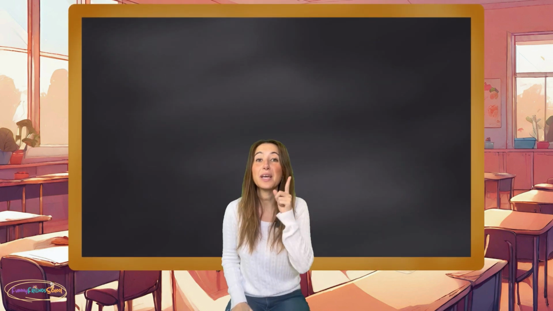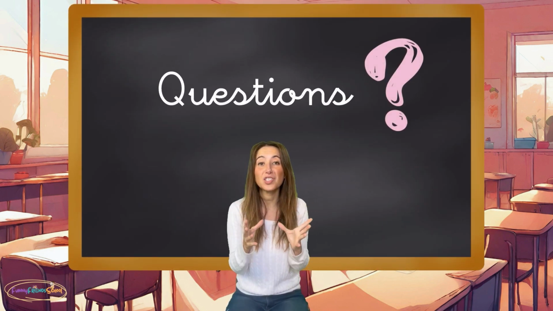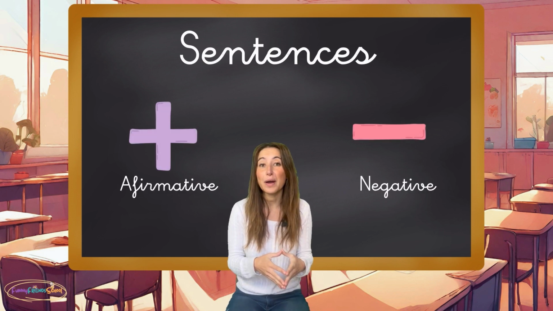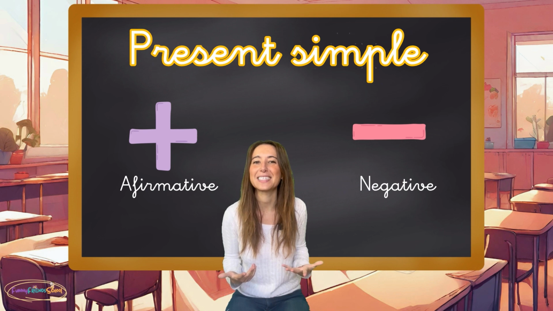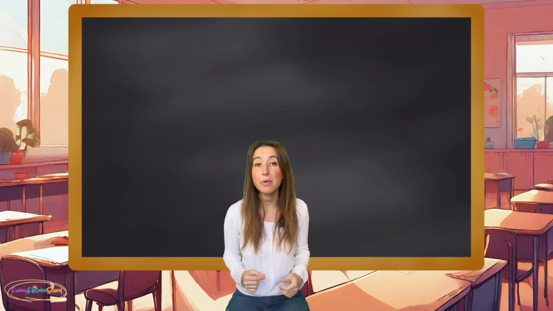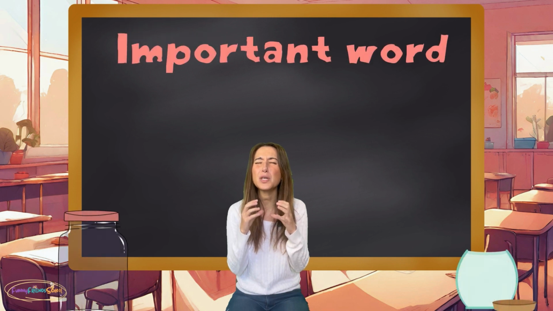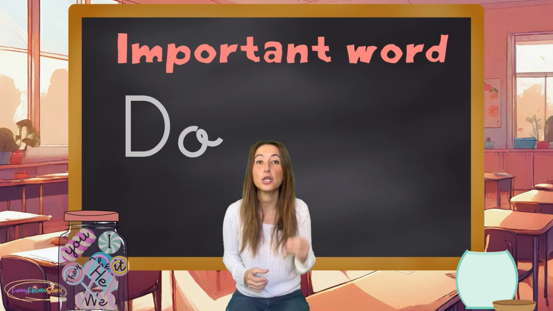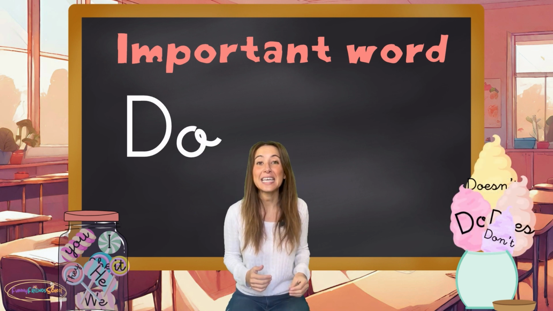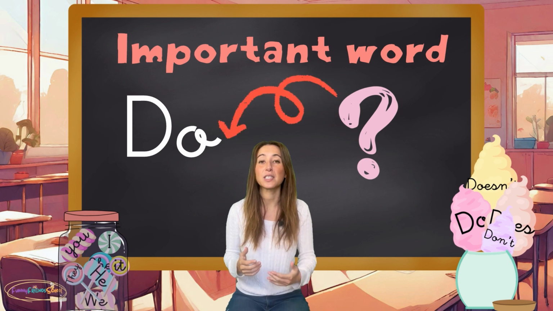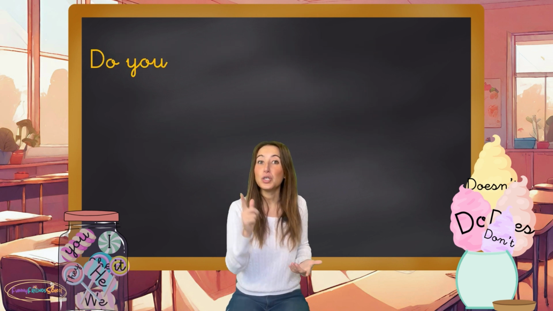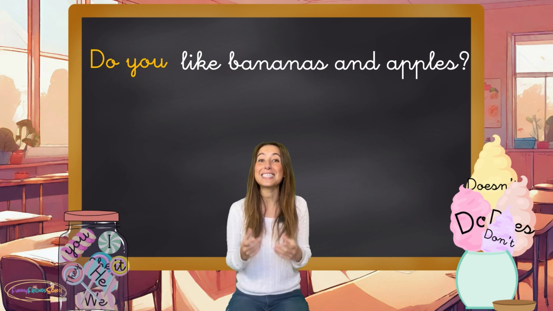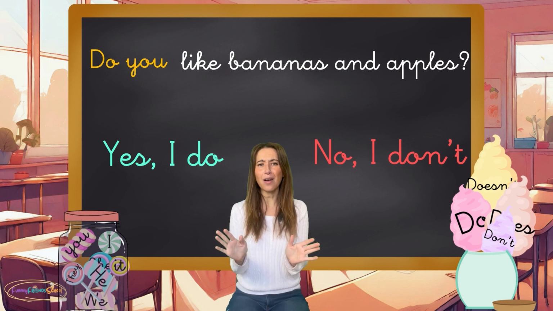Guys! Today we are going to learn how to build questions and how to create sentences in affirmative and in negative form using the present simple tense, okay? So the first thing to remember and know is that we have a super important word in this tense that we have to always remember, and it's the auxiliary do, right? We have it here. See that to ask questions in the present simple tense, we need to use it like that. Do you like bananas and apples? And to answer that question, we can say yes, I do, or no, I don't, alright?